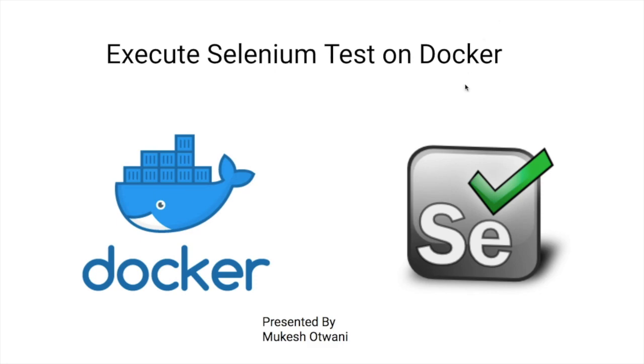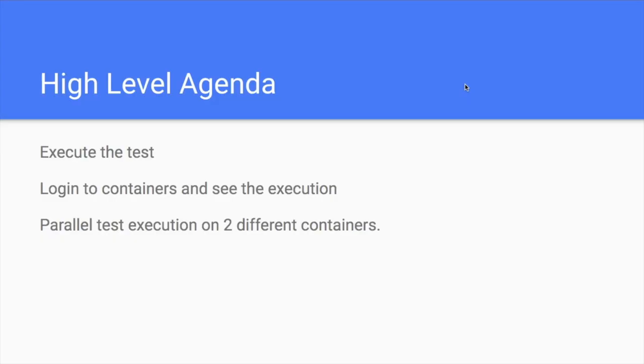So let's see what exactly we are going to cover in this video. First of all, we will run our basic test on any of the containers, and we will actually see the containers and how it is running our test. We'll try to run our test on two different containers, one for Firefox, one for Chrome. And once we complete this sequential execution, we'll try to run two different tests on two different containers, and we'll see how these tests are running parallelly in two different containers. So that's what we are going to cover in this video.